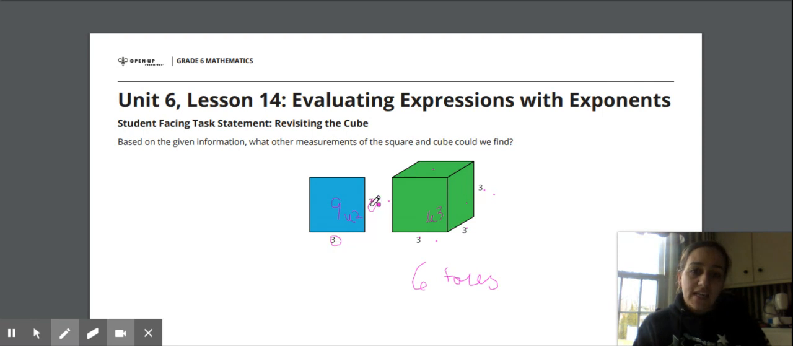Well, if this is length times width, finding the area of 9, this is going to be length times width times height, finding the volume. Well, 3 times 3 is 9, times 3 again would be 27. So we'd have 27 cubic units as the volume of our three-dimensional shape there.